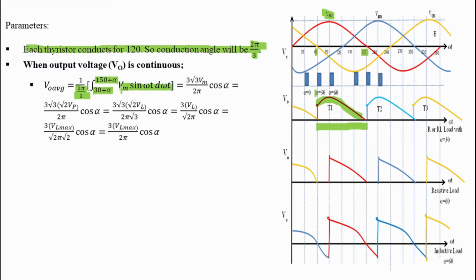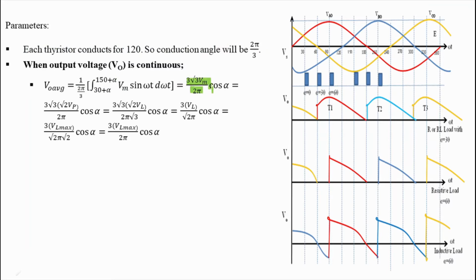And what is the equation of the waveform during this period? See, during this period the waveform is VA naught and the equation of VA naught is Vm sin omega t. So we write it here Vm sin omega t. Now on integration we get 3 root 3 Vm upon 2 pi cos alpha.